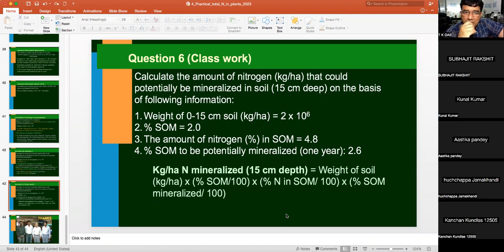Anybody? You need to multiply 4 figures, gentlemen. 2.2 into 10 to the power 6 into 2 into 4.8 into 2.6, and this may be divided by 10 to the power 6. So 10 to the power 6 cancels with 10 to the power 6. So 2 into 2 is 4, 20, it will come around 40, 45. Sir, 49.92 kg per hectare.